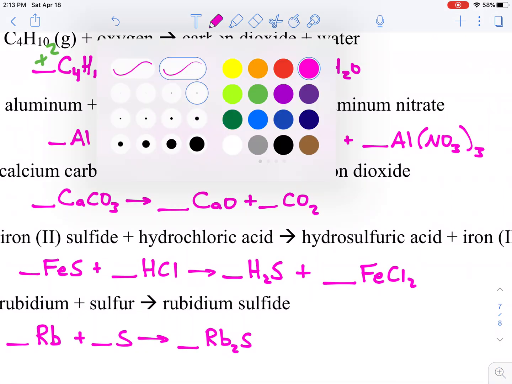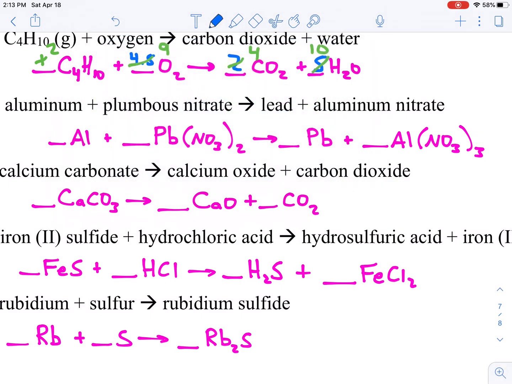Now, we would need to balance all of the ones I've just done in pink, so let's come back through and let's do that quickly. In the second one, we have 3 nitrates on the right and 2 on the left. Lowest common multiple is 6, so we know at a minimum we're going to need a 3 here and a 2 here, and to finish the job we'll put a 2 with aluminum and a 3 with lead.